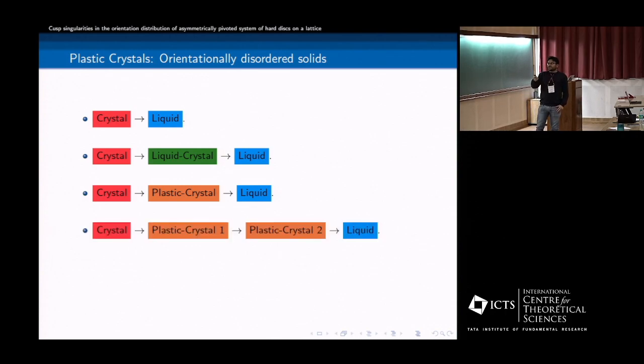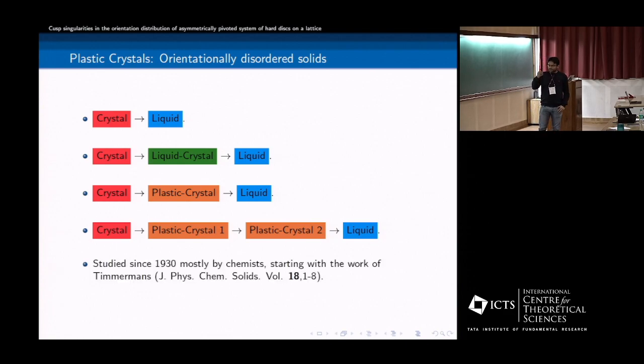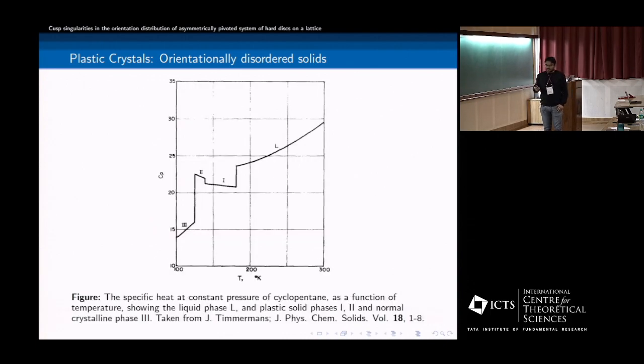You can have, for example, plastic crystal 1 where the lattice is different, and plastic crystal 2, which changes to a different crystal lattice. These plastic crystals were first studied in the 1930s by chemists, starting with the work of Timmermans. Here is a plot of specific heat at constant pressure of cyclopentane as a function of temperature. As you can see, there is the liquid phase here, two plastic phases, phase 1 and phase 2, and then a crystal phase.